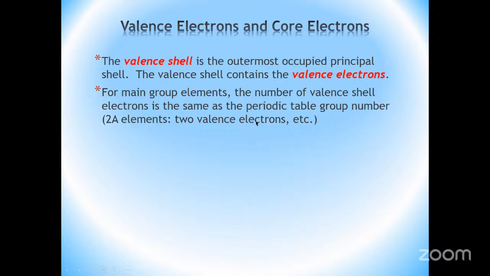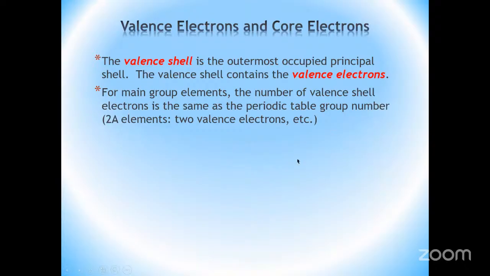And what you'll find is that for the main group elements, there's a relationship between where the elements are and their valence shell. Basically, the number of valence electrons is equal to the group number of the elements in the main group region of the periodic table. So elements in group 1A will have 1 electron in the valence shell. Elements in group 2A will have 2 electrons, and so on, all the way over to 8. That is true for the main group elements.